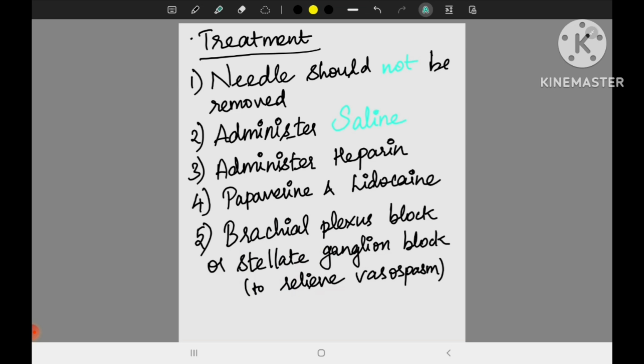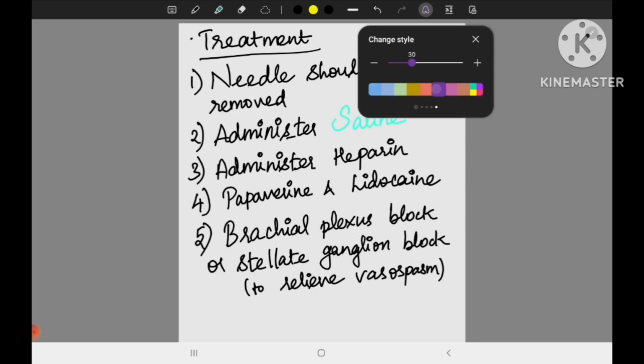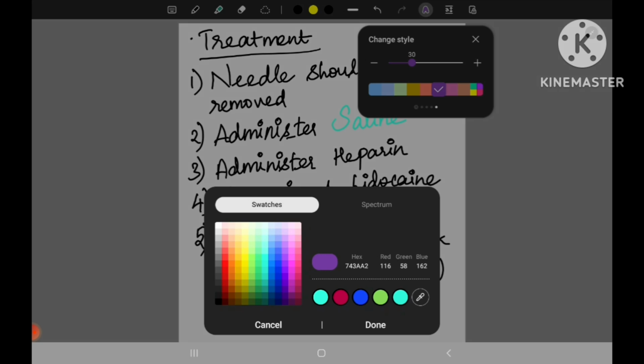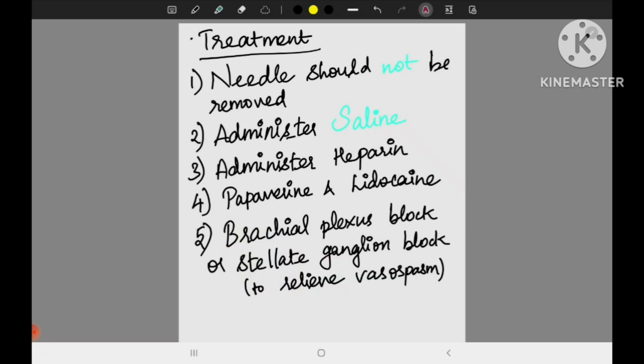Maybe I will choose another color so that it is quite visible. So first, the needle should not be removed. Next is administer saline. Next is administer heparin. Next, give papaverine and lidocaine. And last is give the nerve block: give a brachial plexus block or a stellate ganglion block. Why is it given? To relieve vasospasm.